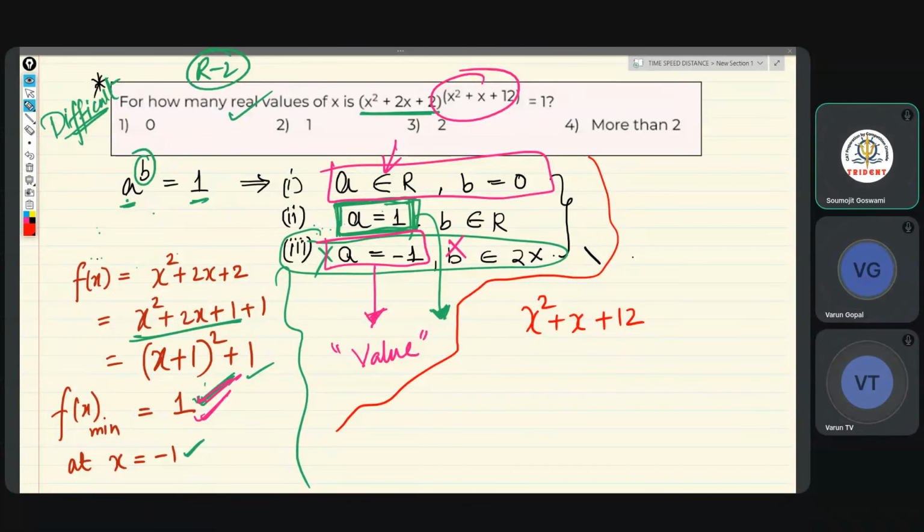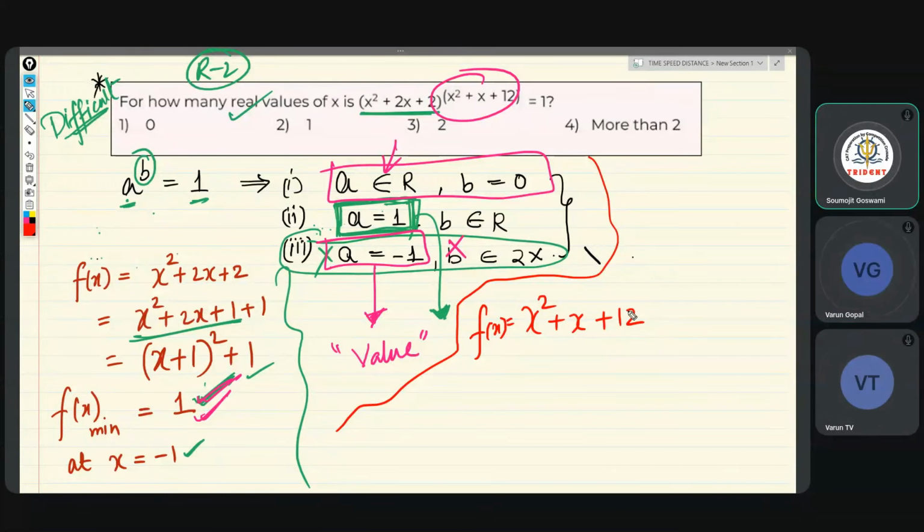Can we at least agree to that? Yeah, that we have to find. If it is zero, this is again a function f of x. This function, the minimum value has to be zero. It cannot be anything else. Let's see if we can do that.